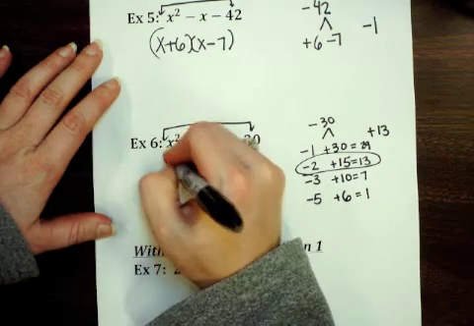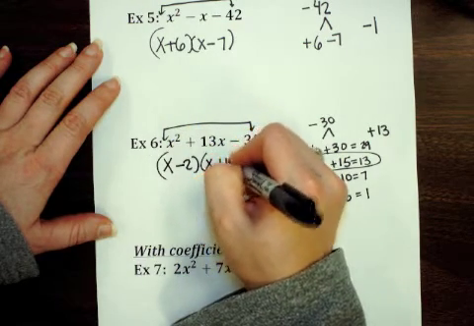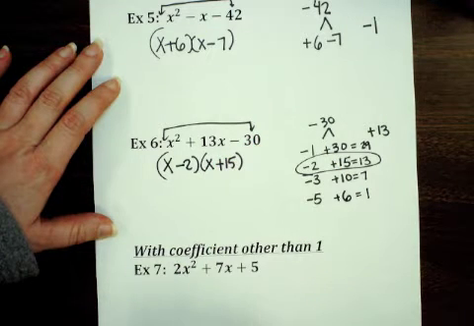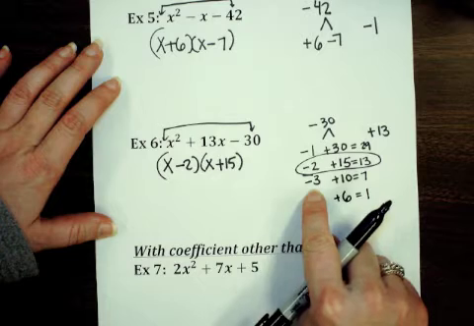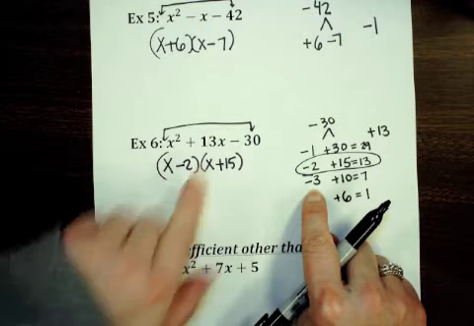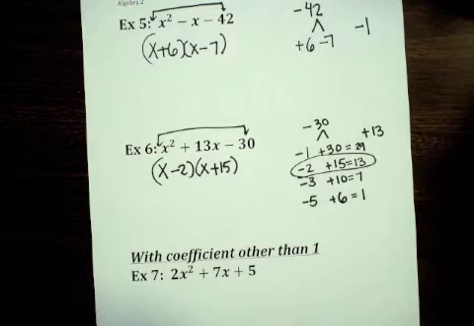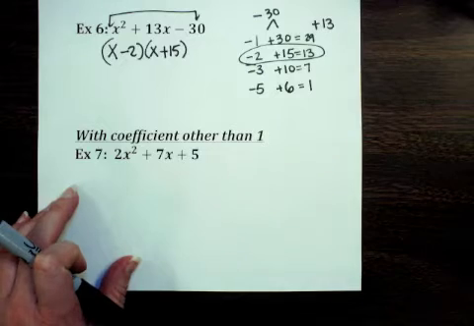Okay, so I get x minus 2, x plus 15. So hopefully you got that one right. If you pick the 3 and the 10, do you understand why it is not that one? And now you won't make that mistake? Be sure to ask if you don't understand that question.